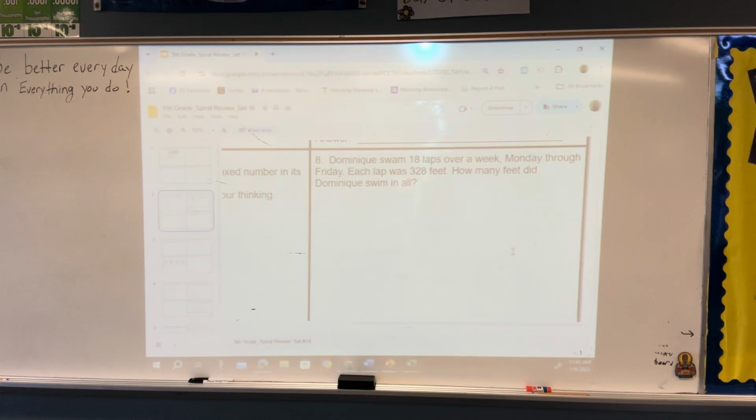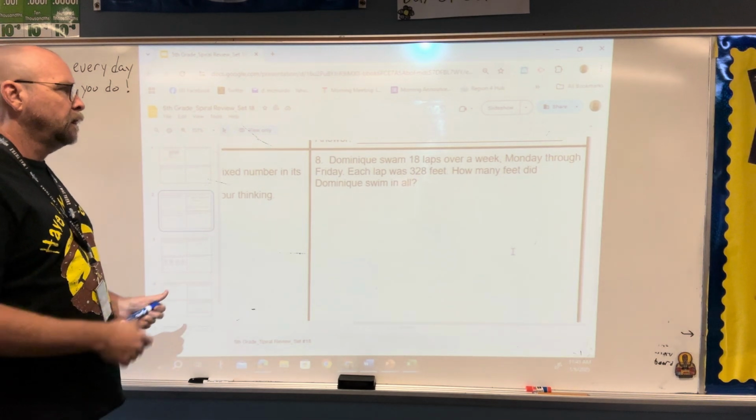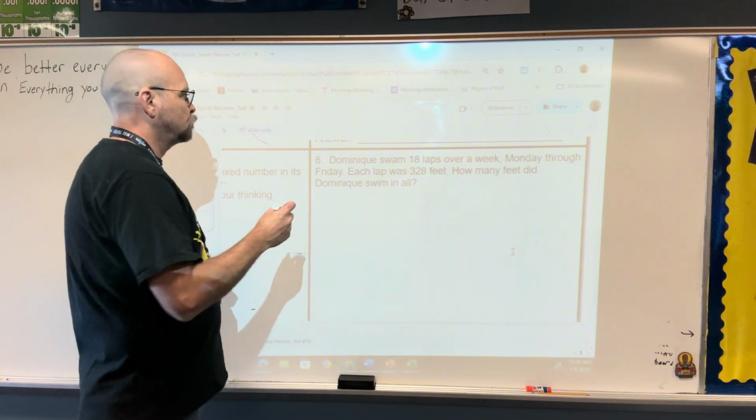Spiral Review 18, problem number 8. Dominique swam 18 laps over a week, Monday through Friday. Each lap was 328 feet. How many feet did she swim in all?